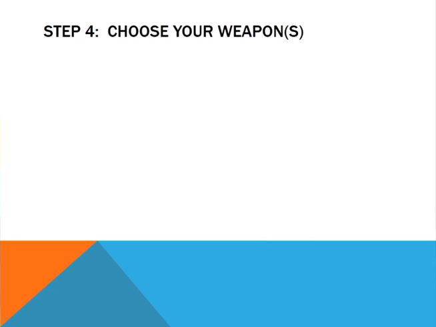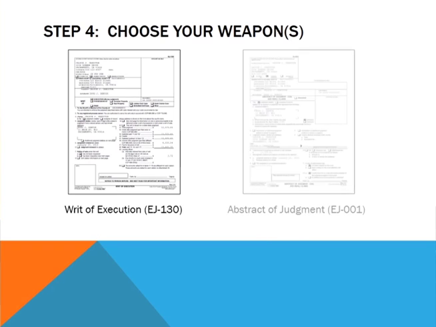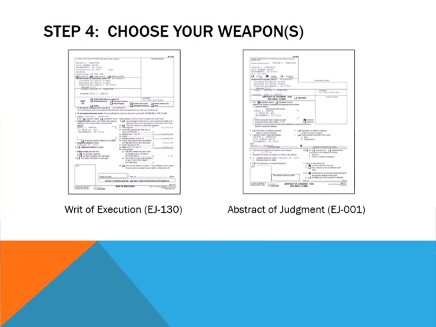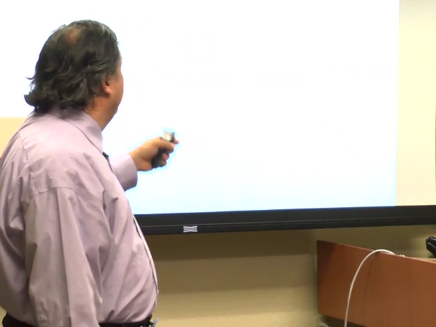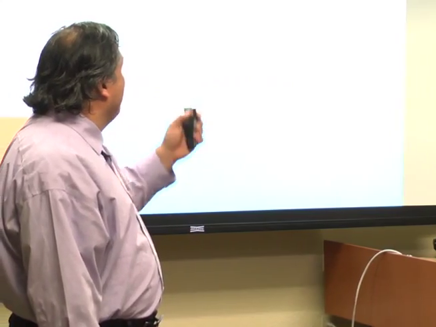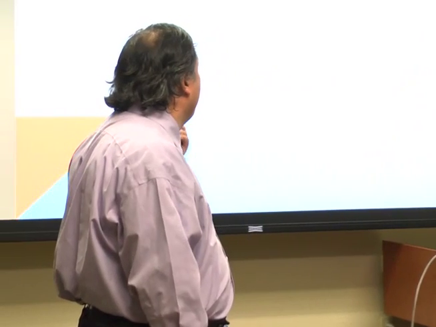Once you know what you're going to collect against, you need to choose the way you're going to collect. The primary tools that you're going to have are the writ of execution or the abstract of judgment. The writ of execution is the most versatile. The abstract of judgment is going to be used to create liens against real property.